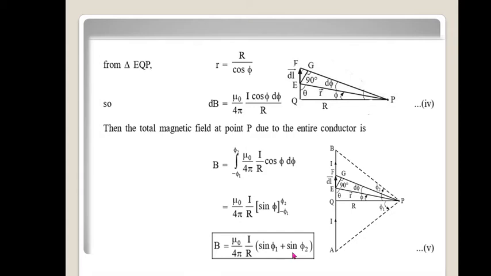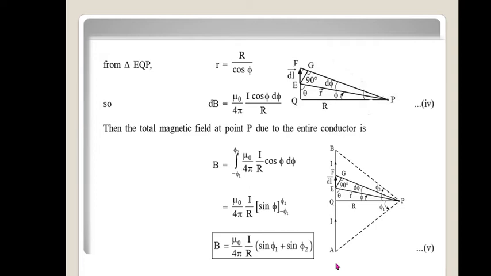And moreover, if you know Biot-Savart's law, it will be easier to get the total magnetic field due to a straight current carrying conductor. It is very easy. Okay, all of you got this expression: B equals mu naught I by 4 pi r into (sine phi 1 plus sine phi 2). So understood, all of you? This is the final expression.